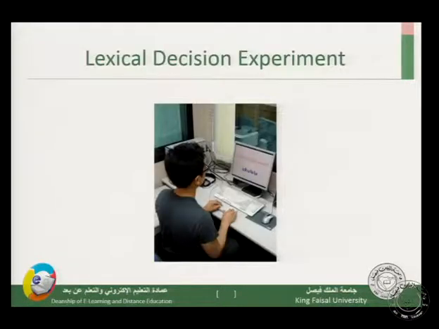Here's how it looks. Here we have a person sitting in front of a computer. On the screen he has a word which appears to be not an English word. If you can read the word, ukulele or something like that, it is not an English word. So the informant, or the one taking the experiment, is asked to decide whether the word is a real word or not.